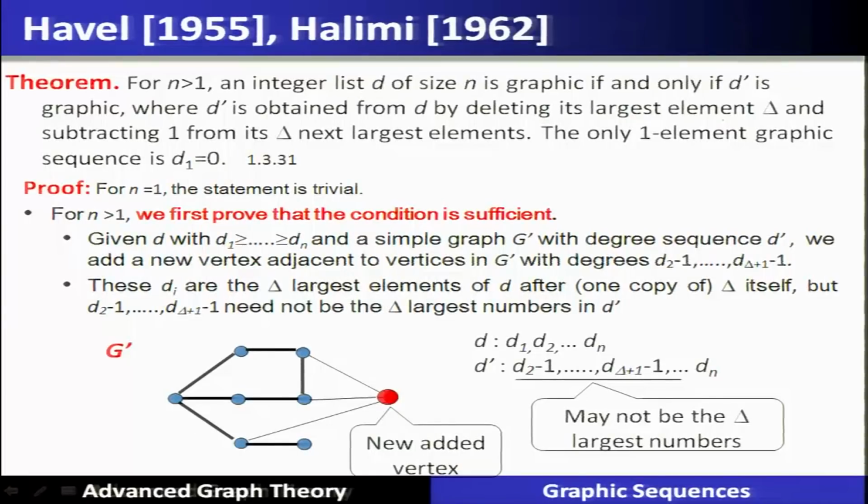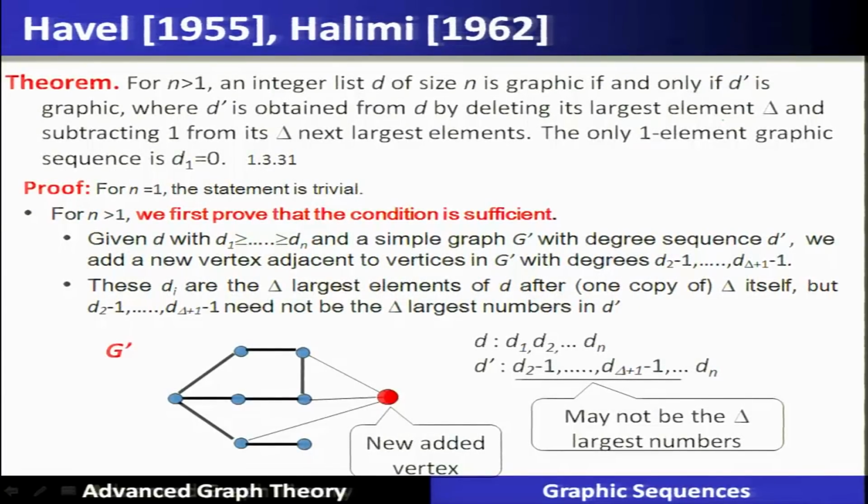To prove the condition is sufficient, let us assume that we are given a D with D1 greater than or equal to D2 and so on up to Dn, and a simple graph G prime with a degree sequence D prime. We add a new vertex adjacent to the vertices in G prime with the degrees D2 minus 1 and so on up to D delta plus 1 minus 1.